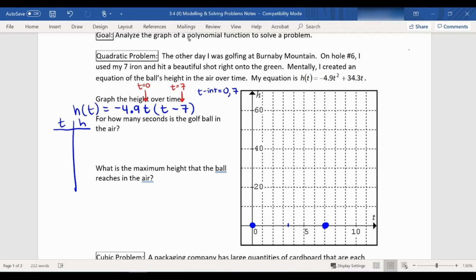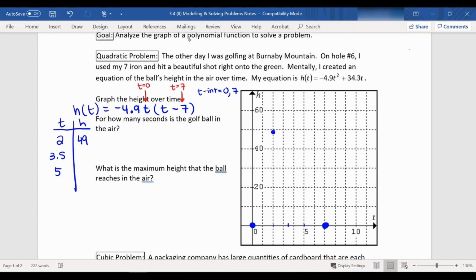So maybe I'll do 2, 3.5. Let's do 2, 3.5, and 5. So if I plug 2 into my equation, I would have negative 4.9 times 2 squared plus 34.3 times 2. This gives me 49. So my point is going to be over to the right by 2 and up by 49. So just a little bit shy of that grid line, because that grid line would be 50.